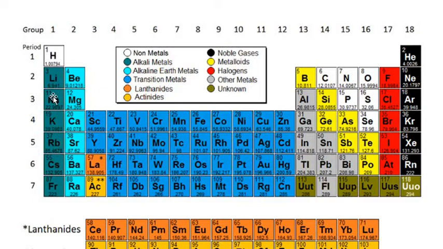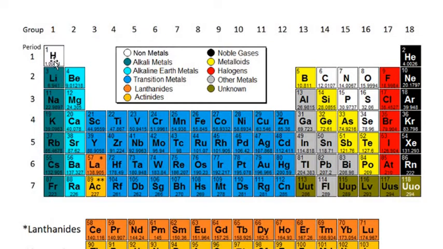Elements here are also arranged ascendingly according to the increase in the atomic number. What is atomic number? Atomic number is the number of protons inside the nucleus of the element. Atomic number is also the number of electrons, because you know that the atom is neutral: the number of positively charged protons is always equal to the number of negatively charged electrons. So atomic number is the number of protons and also the number of electrons.